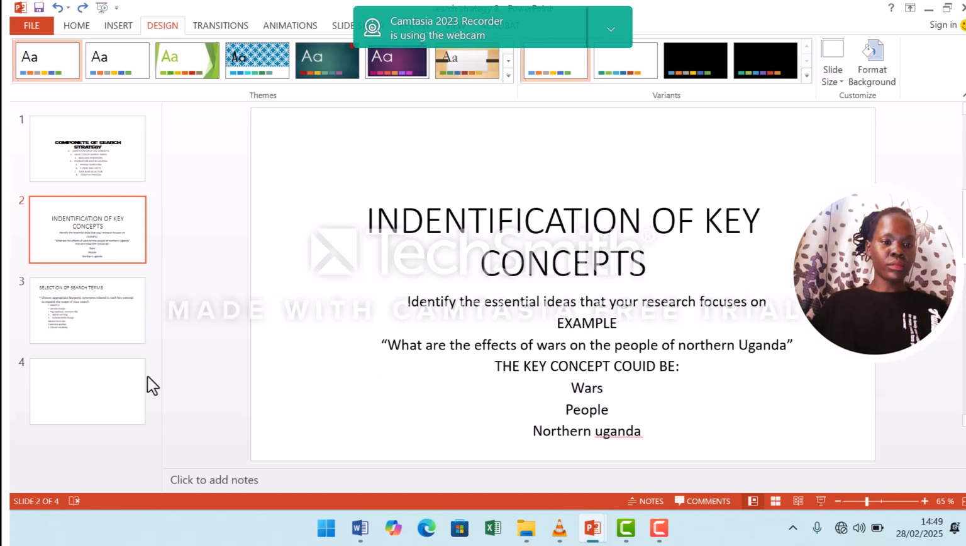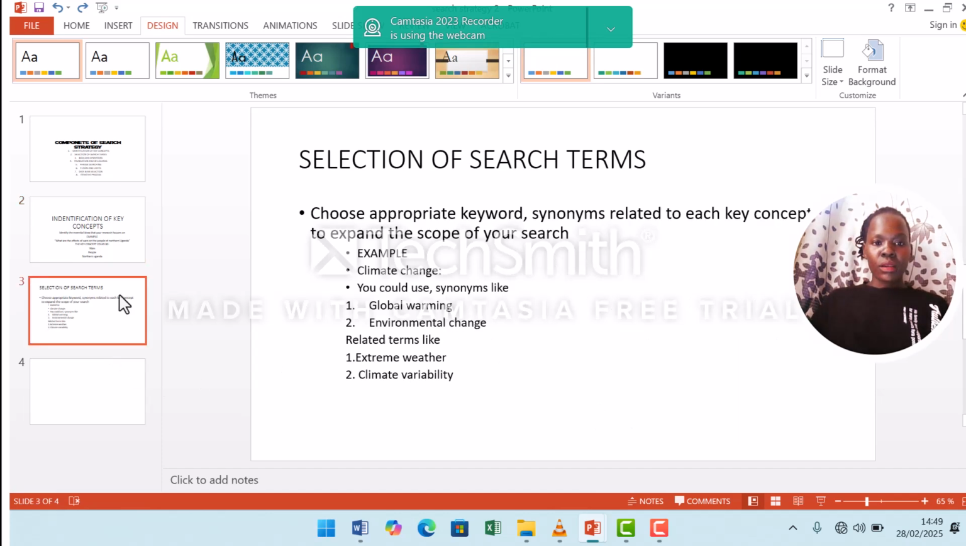selection of site terms. Here you choose appropriate keywords, phrases, and synonyms related to each key concept to expand the scope of your search. What does it mean? Here, different authors may use varying terminologies, so including synonyms and alternative expressions ensures comprehensive word research.